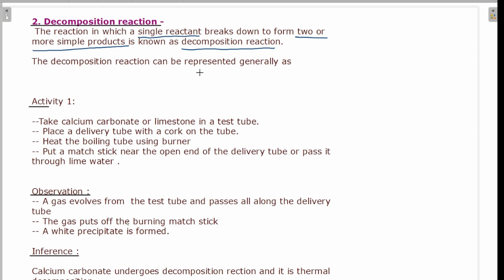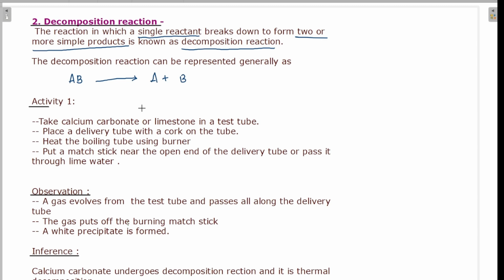The decomposition reaction can be represented generally as, suppose this is a single reactant. It undergoes decomposition to form simple products. Two or more products may be formed here. This is the general representation of the decomposition reaction. Now we shall study different examples of decomposition reaction by using activities.